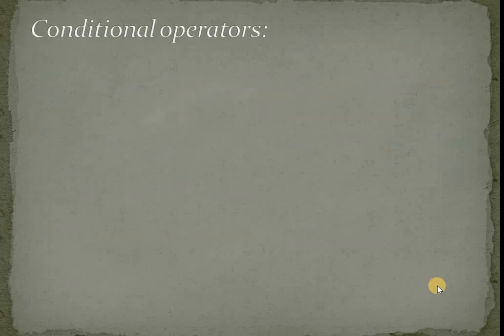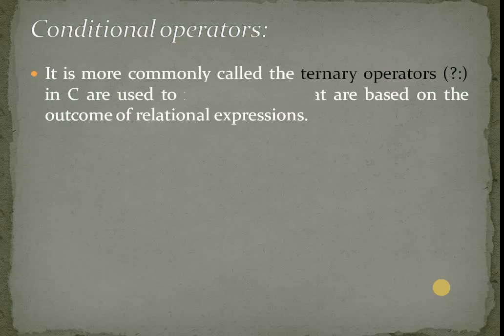Next we'll move on to conditional operators. It is more commonly called the ternary operator in C, and is used to return values that are based on the outcome of relational expressions. These operators require 3 operands. That is why it is known as the ternary operator.